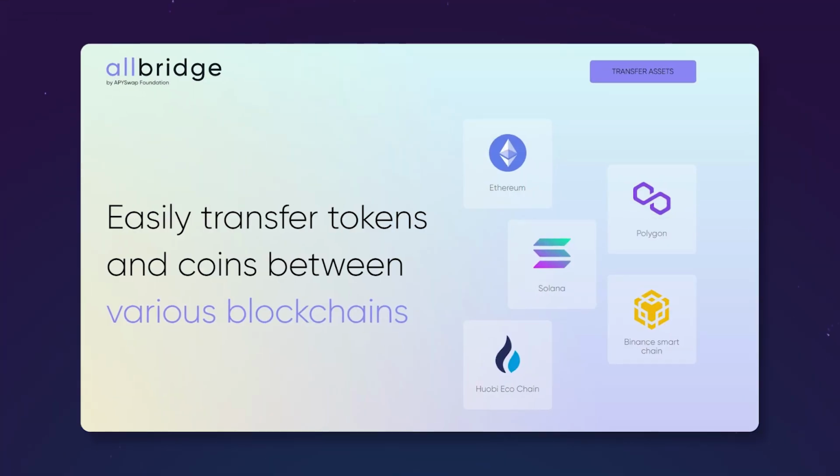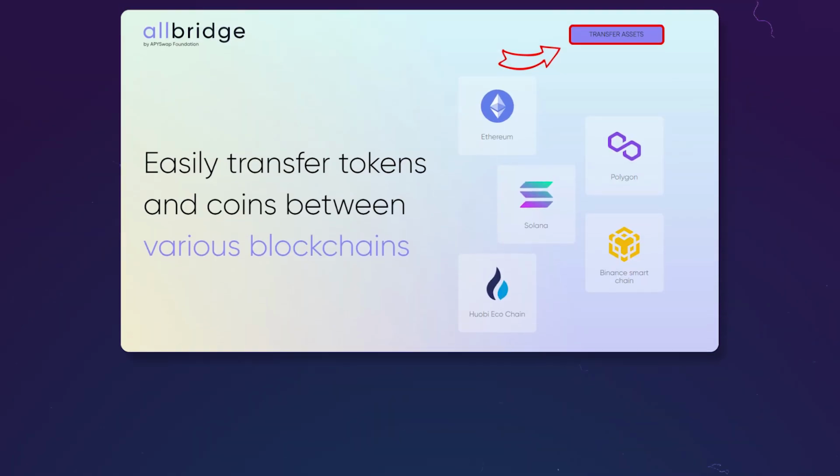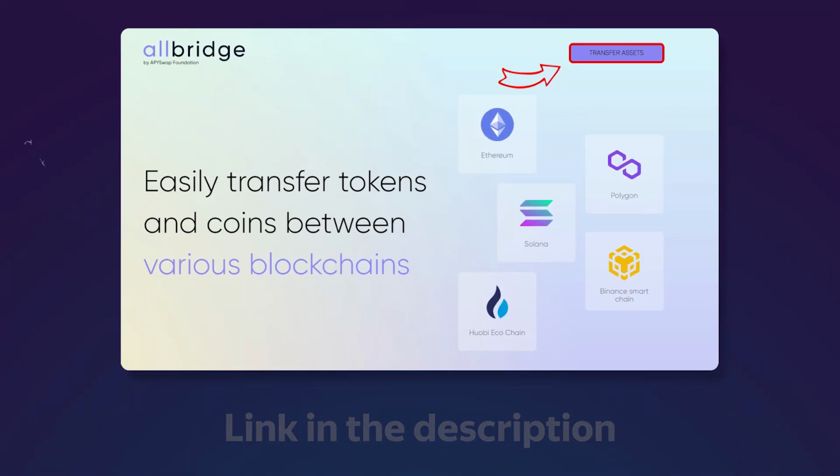To transfer cryptocurrency, you can use Allbridge or Wormhole, blockchain bridges connecting popular cryptocurrency networks and the Solana blockchain. To go to the bridge, you can use the link that we left in the description. On the project's website, click Transfer Assets.